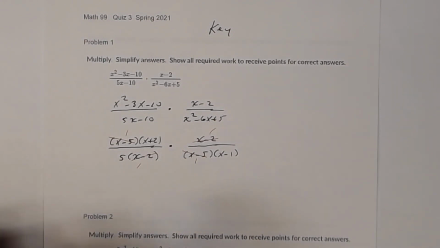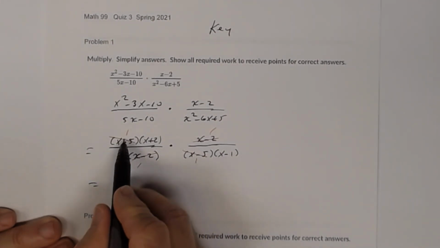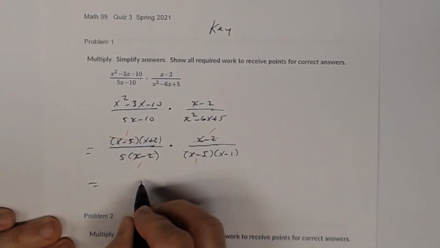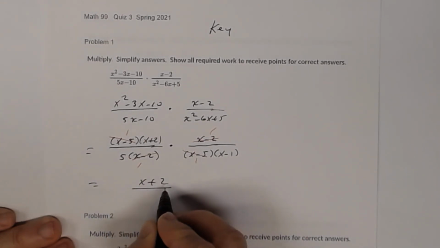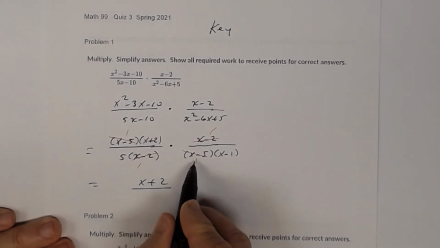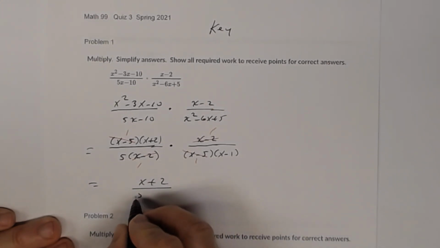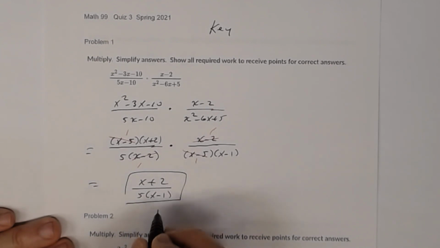And so therefore, your final answer will be 1 times x plus 2 times 1, which is x plus 2, divided by 5 times 1 times 1 times x minus 1, which is just 5 times x minus 1. Now leave your answer, the denominator, in factored form.